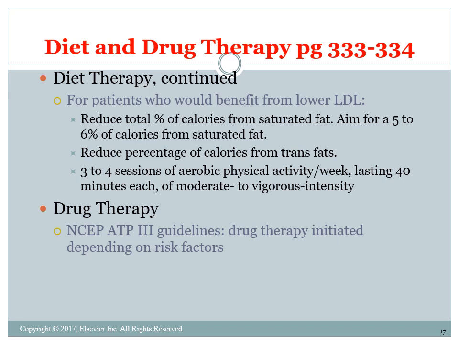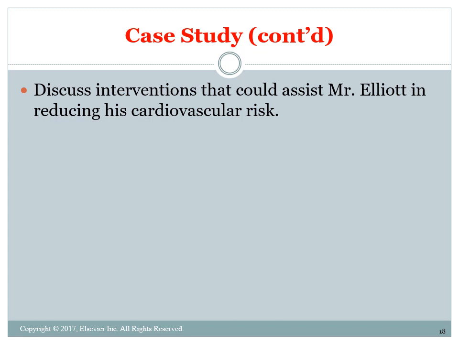And drug therapy. Drug therapy is initiated depending on risk factors. So depending on all of those different things we've discussed, it is potential that drug therapy would be utilized. So here we're going to discuss some interventions that could assist Mr. Elliott in reducing his cardiovascular risk. So let's think about it. Think back to Mr. Elliott.